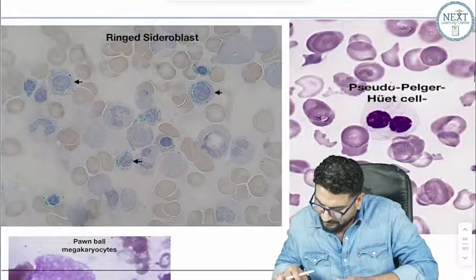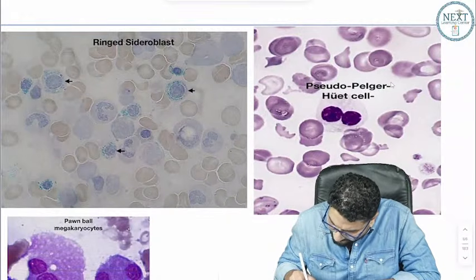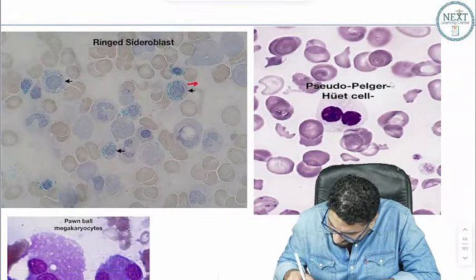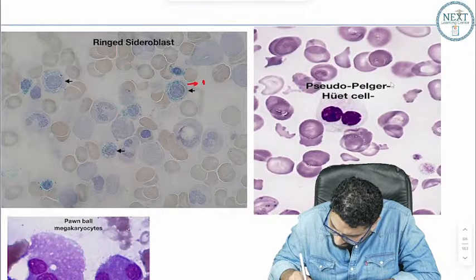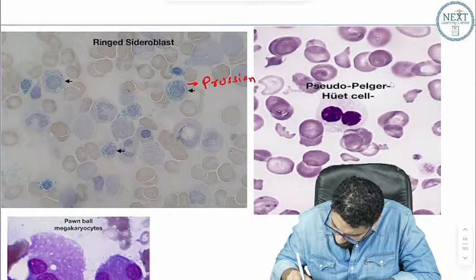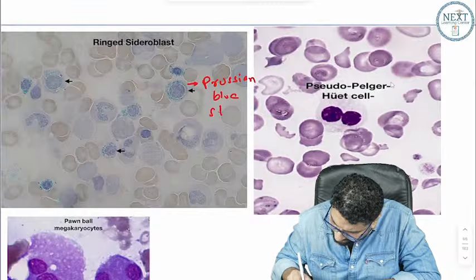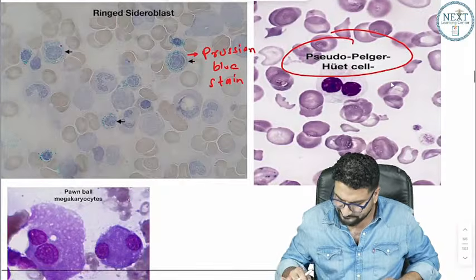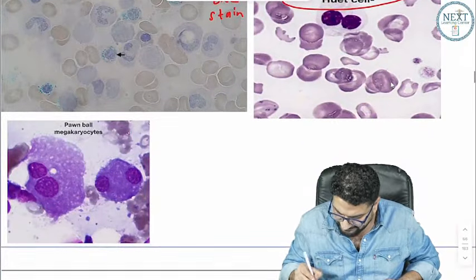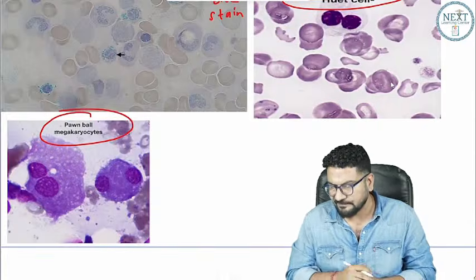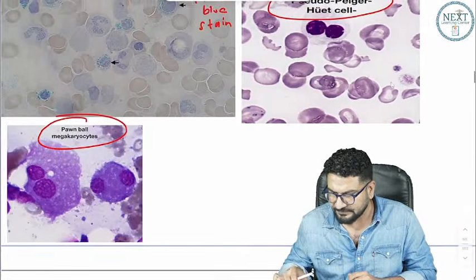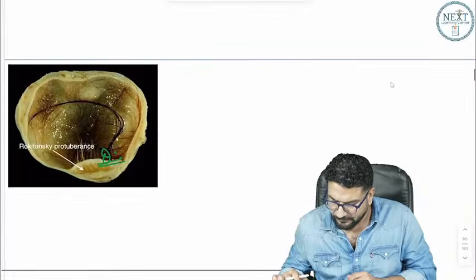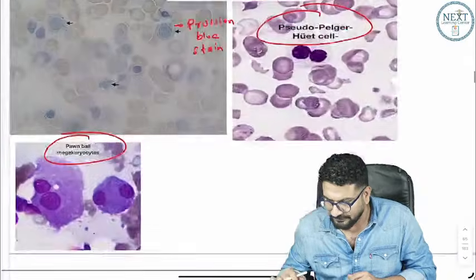Okay, this is ring sideroblast. You can see here, this is ring sideroblast. And for this ring sideroblast, what do we need? We need Pearl stain, same stain, Prussian blue. You need Prussian blue stain. This is pseudo Pelger-Huet anomaly. These are pawn ball megakaryocytes. So these are some image based questions. Yes, this is Rokitansky protuberance. You can see it in teratoma.